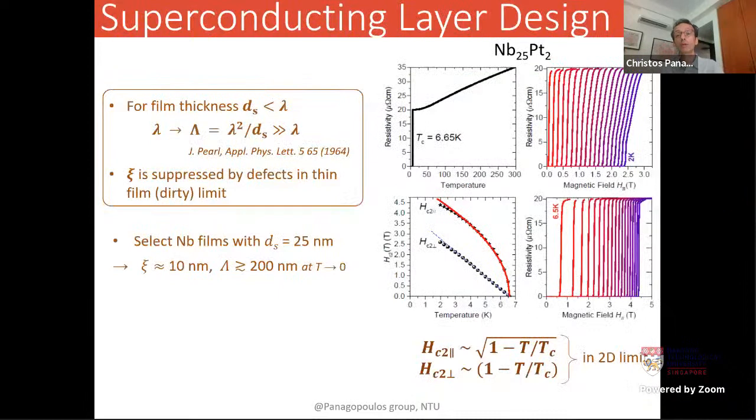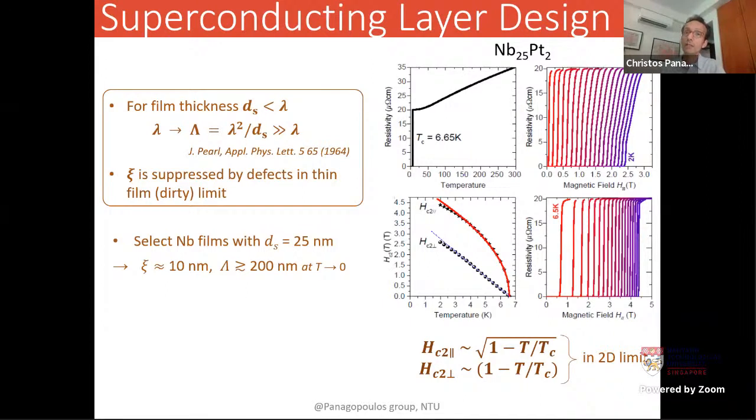For the superconducting component of our architecture, we worked with very thin niobium, which is a very well-known and standard superconductor. Those familiar with superconductors realize that the Meissner screening is weakened in thin film superconductors. This implies greater flux penetration. Also, for a film with a thickness less than the magnetic penetration depth, we need to replace the latter by the Pearl length. And furthermore, the superconducting coherence length would be suppressed by defects in the very thin film limit.